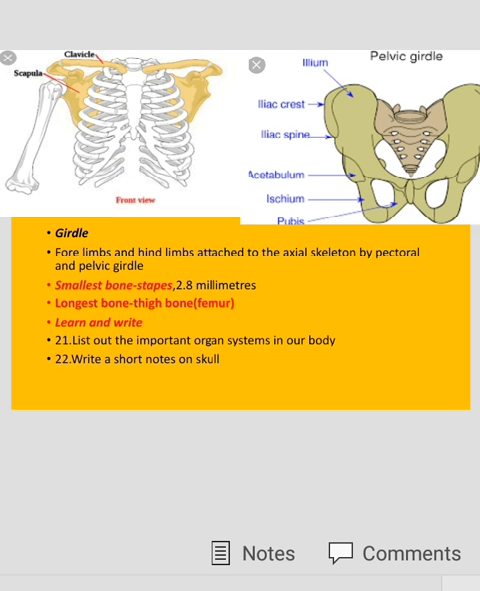So learn and write: list out the important organ systems in our body. Write short notes on the skull.